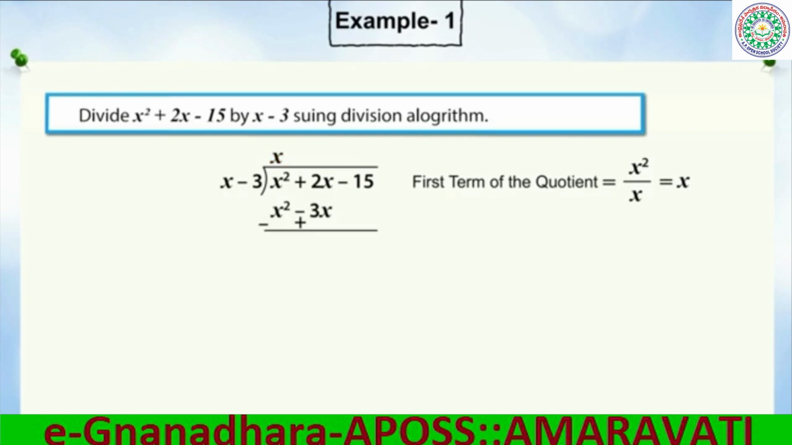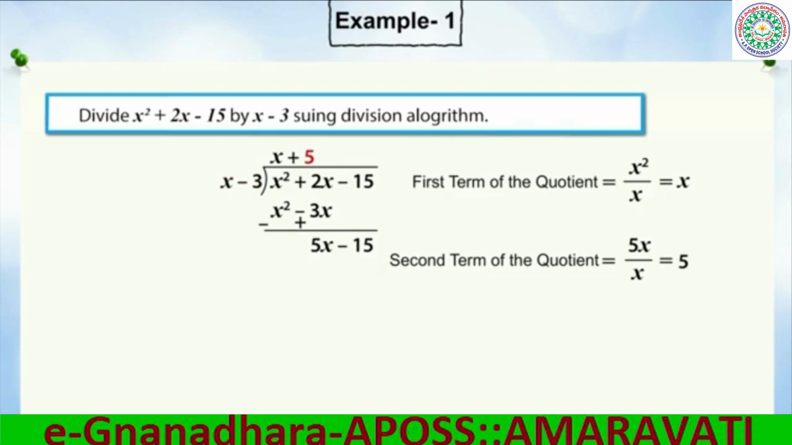Now, multiply the divisor by this quotient and write it below the dividend. Then, subtract the term written below from the dividend so that the remainder is 5x minus 15, which becomes the new dividend for further processing. To get the second term of the quotient, divide the highest power term in the new dividend, that is, 5x by the highest power term of the divisor, x. By doing this, we get the second term of the quotient, 5.